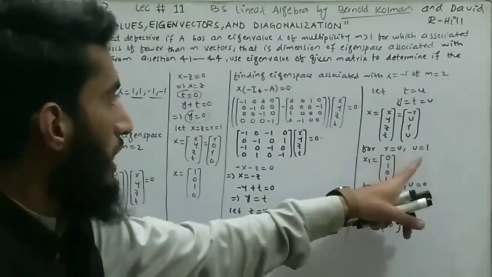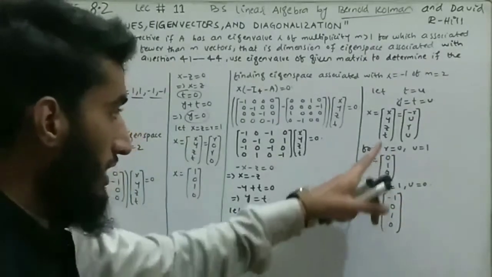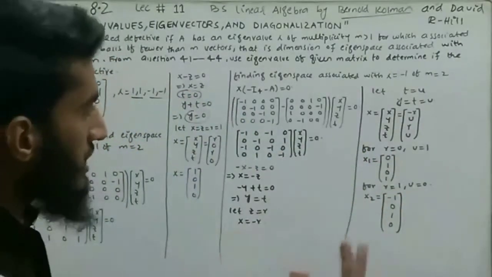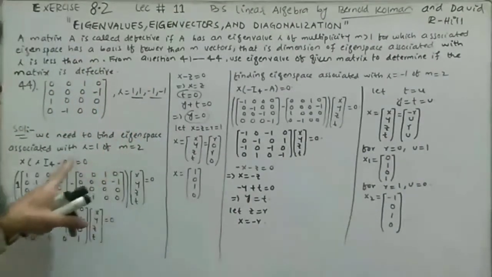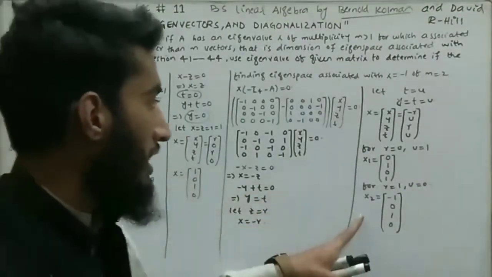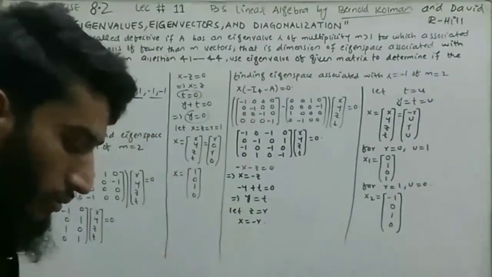For r equal to 0 and u equal to 1, we get this matrix, and for r equal to 1, u equal to 0, we get this matrix. So in this case, for minus 1, we get 2 eigenvectors, which is equal to the multiplicity m equal to 2. So in this case, the given matrix is not defective, while in this case, the matrix is defective.